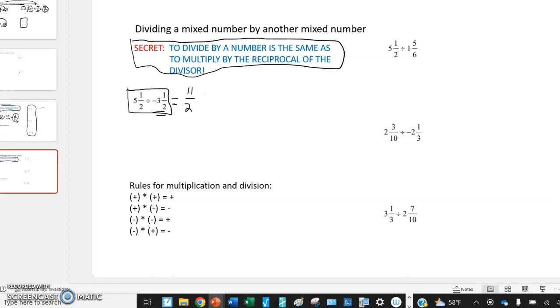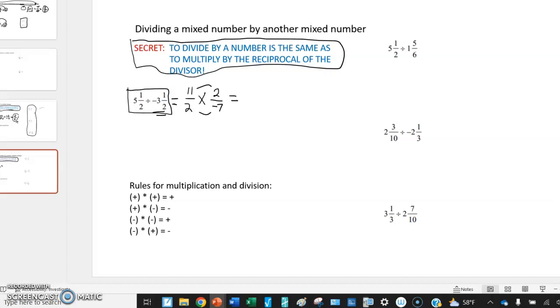Change the division into multiplication. Now let's find the improper fraction of negative 3.5. So negative 3 times 2 is negative 6, plus 1 is negative 7, over 2. And the reciprocal is 2 over negative 7. And then of course you multiply. You multiply across. That's the rule for multiplying fractions.